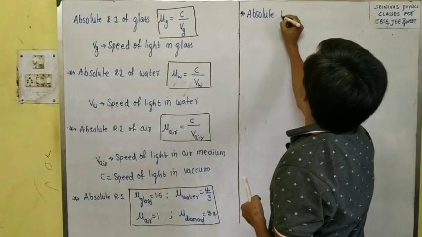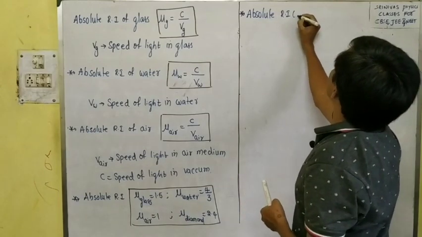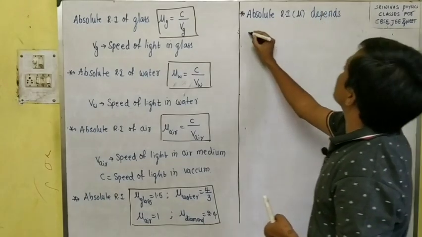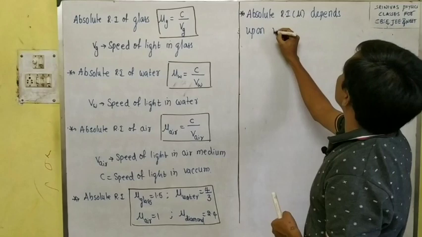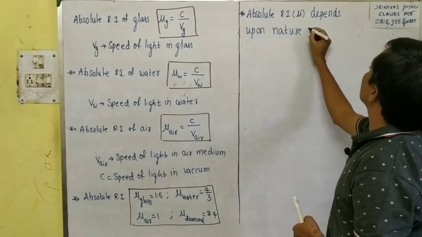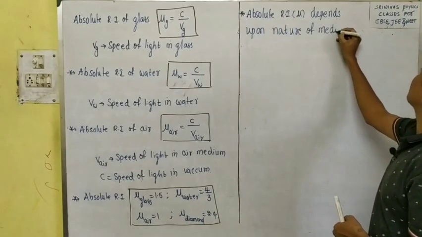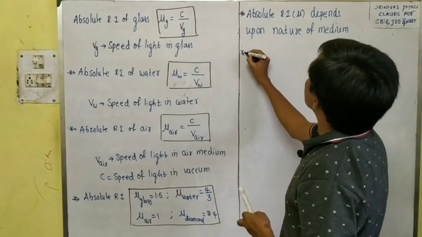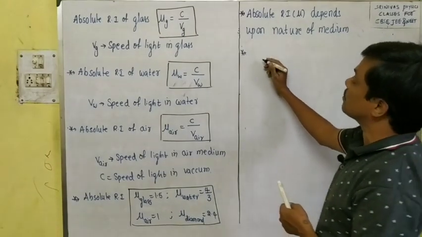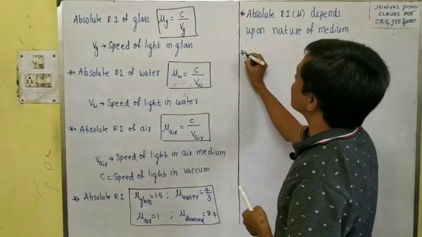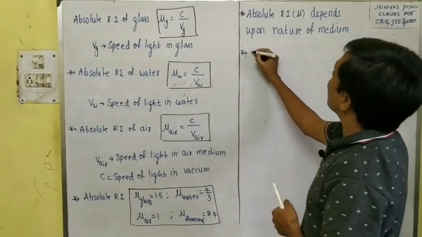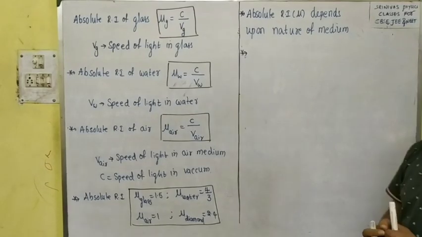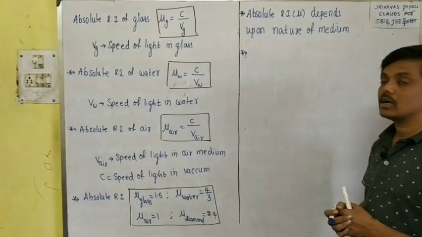Absolute refractive index, that is mu, depends upon the nature of the medium. Okay, different mediums have different refractive index. The medium which has more refractive index is said to be the denser medium. The medium which has less refractive index is said to be the rarer medium. When you compare two mediums, the one with less refractive index is the rarer medium and the other is the denser medium.